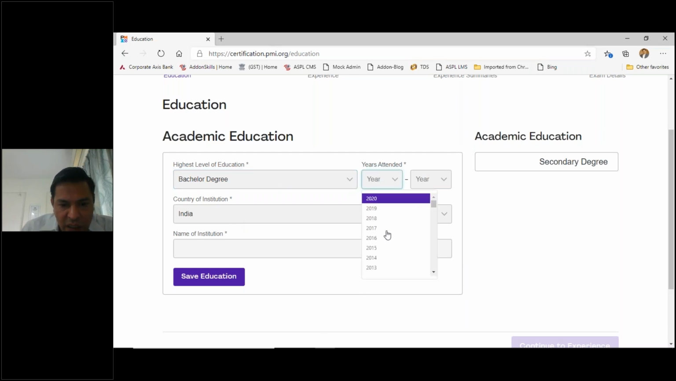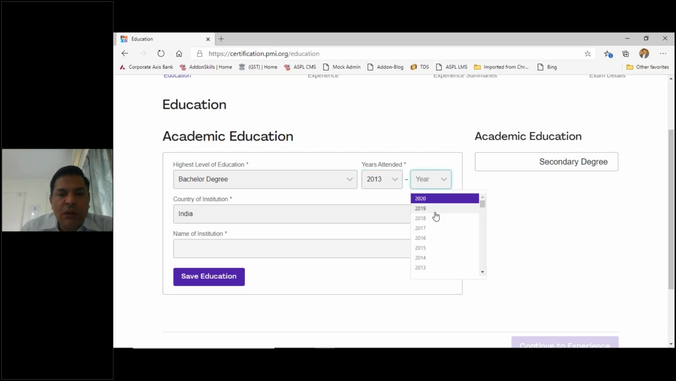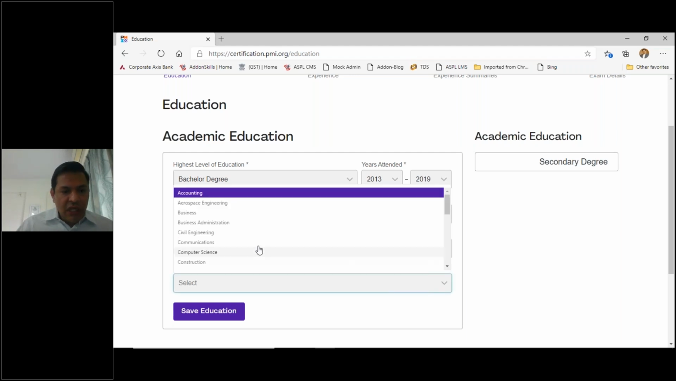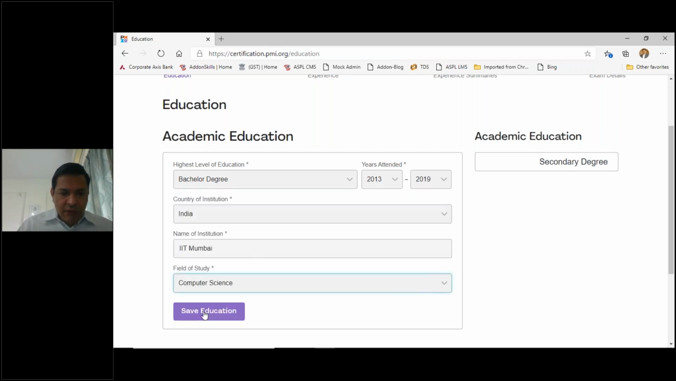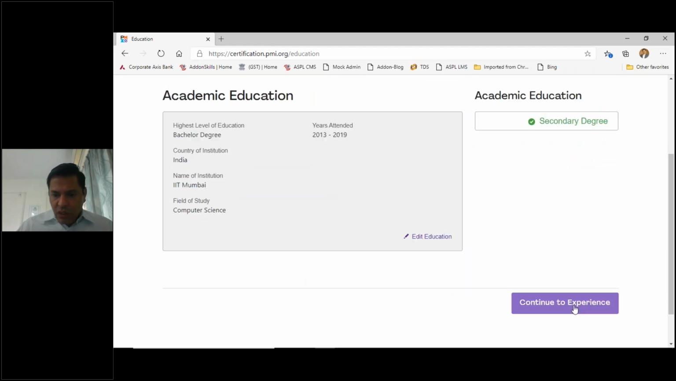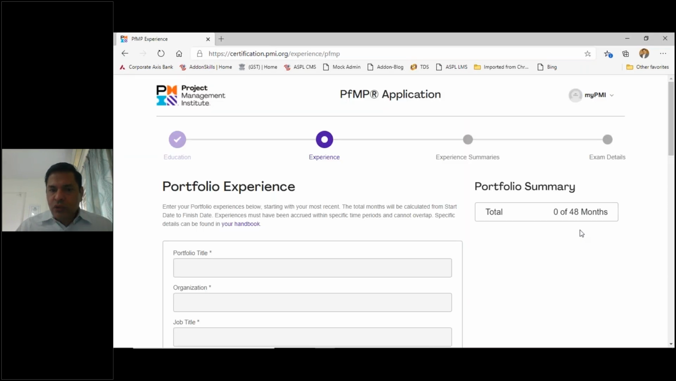So what I'm saying, let's say from 2013 to 2019, just an example, I'm putting my background, India. Name of the institution, you can just say, okay, IIT Mumbai. Consider I have done my bachelor degree from the Indian Institute of Technology, and my field of study, suppose, is computer science. It could be anything. Now you can save this education. Okay, so now your education has been saved, you just say continue to experience. Because you have said you have a bachelor degree, it's showing 48 months of portfolio experience.